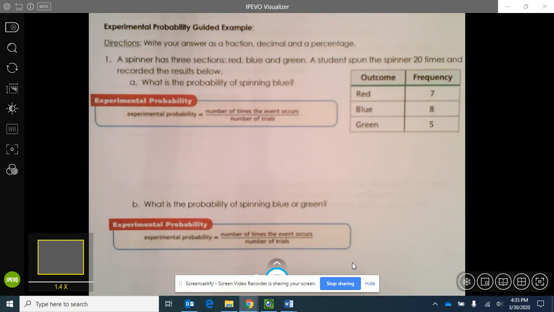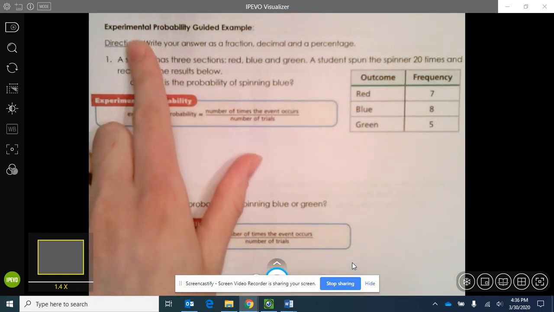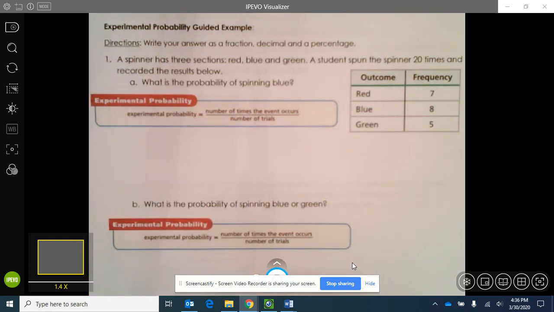So today we're going to be talking about probability, and earlier in the lesson you were introduced to the definition of probability. So probability measures the chance of something occurring. And in these examples we're going to be looking specifically at experimental probability. Experimental probability still measures how likely something is to occur, but we're looking at actual data that we have from an experiment. So here's our first example.